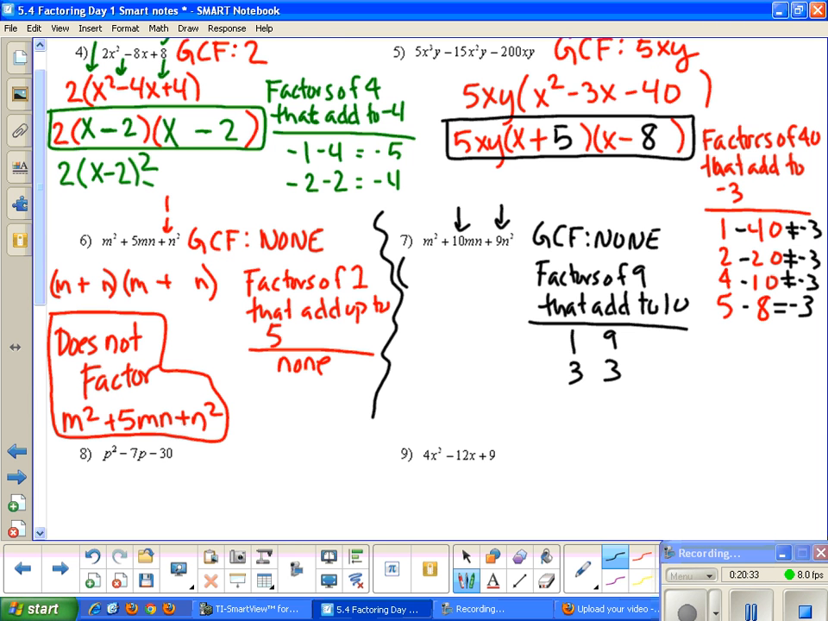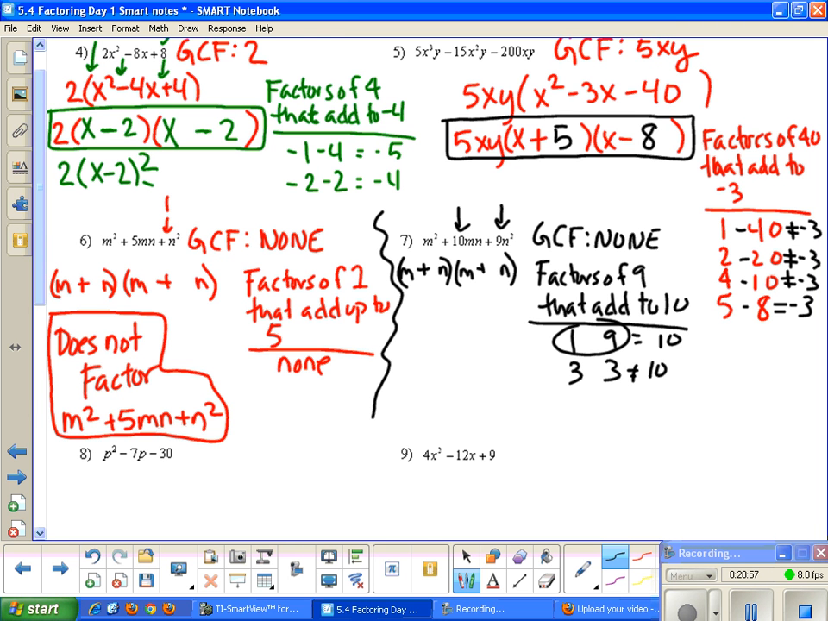So if I set up my 2 sets of parentheses here, both signs are positive, so both signs are going to be plus here. I have an m here and here, and since I have an n squared on the outside, I also need an n there and there. So since both of these are positive, 1 plus 9 is 10, so I know this is my answer, and I can stop there. 3 and 3 would give you 9, which is not 10.